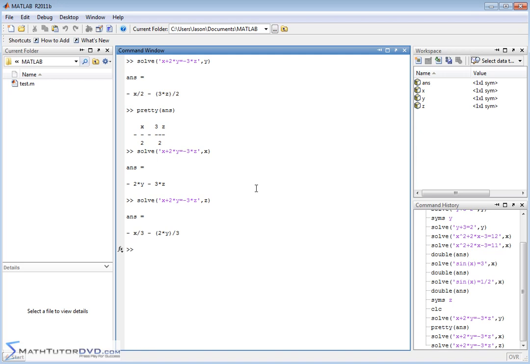You may have a very large expression to solve for x, and you might need to algebraically move things to the left and the right hand side. MATLAB can do all that stuff in the symbolic math toolbox.